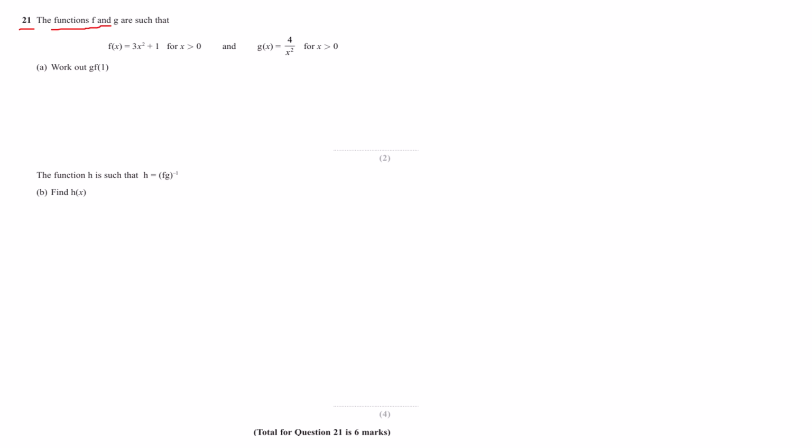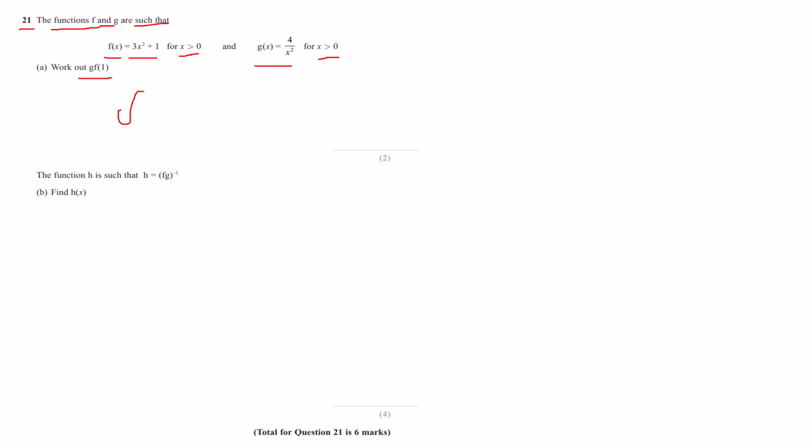The functions f and g are such that f of x equals 3x squared plus 1, where x is bigger than 0. So that's the condition, or domain you could say. g of x equals 4 over x squared, where x is bigger than 0. Okay? Work out gf of 1.